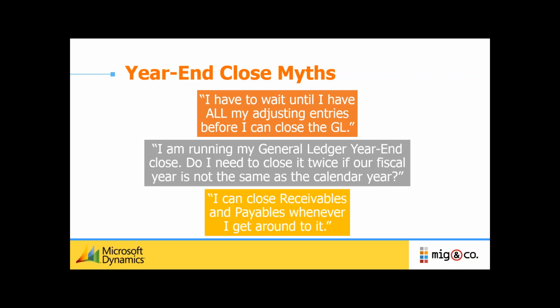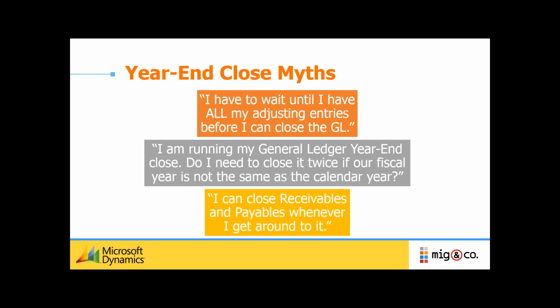Second question that I get, I'm running my general ledger at year-end close. Do I need to close it twice if our fiscal year is not the same as our calendar year? The only module that you have to watch is payroll in specific. There is the issue with the 1099s that you have to watch for at the end of the December period, so that you can cut checks in the new year. But you don't need to close everything twice. In fact, general ledger will only allow you to close the year once at the last of the periods within the system.